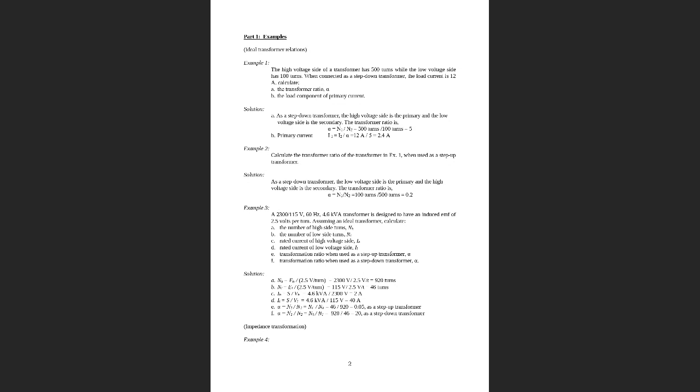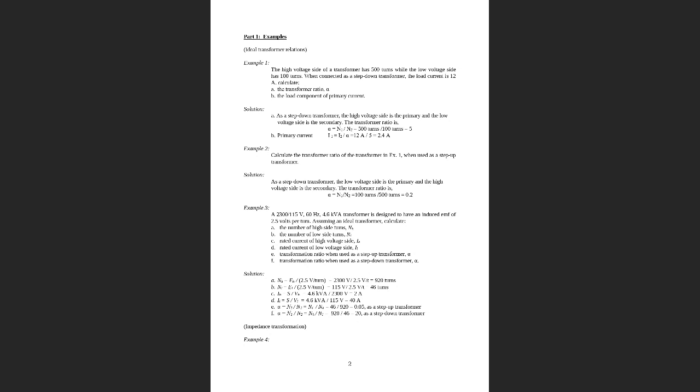Example 1 shows the general relationship between the turn number ratios and the current ratios between the primary and the secondary, which is a straightforward exercise. The example says that the high voltage side of a transformer has 500 turns, while the low voltage side has 100 turns. When connected as a step-down transformer, that means the primary side is the higher voltage side and the secondary side is lower. The load current is 12 amperes. This means that the secondary loading current is 12 amperes.